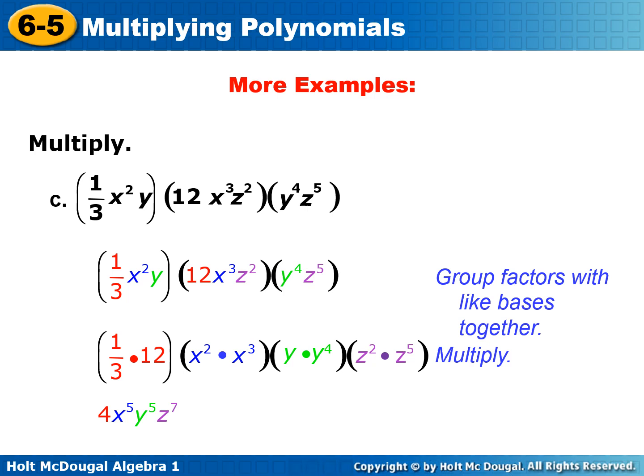And then same goes with y. Remember, there's an imaginary 1 on top of that y. So 1 plus 4 is y to the power of 5. And z squared times z to the power of 5. So that is z to the power of 7. So we now have here 4x to the power of 5, y to the power of 5, and z to the power of 7 as the simplified form of the given.